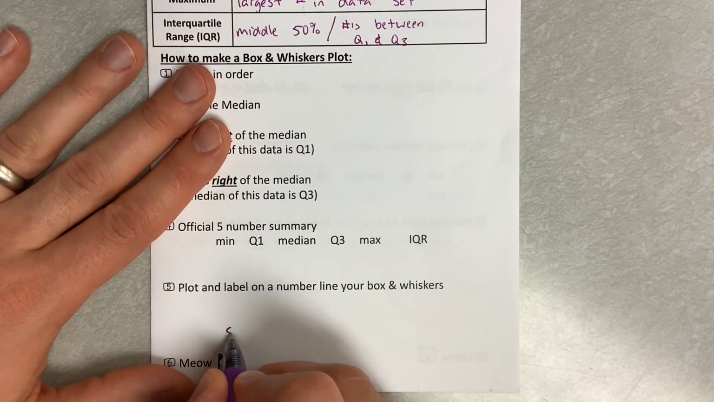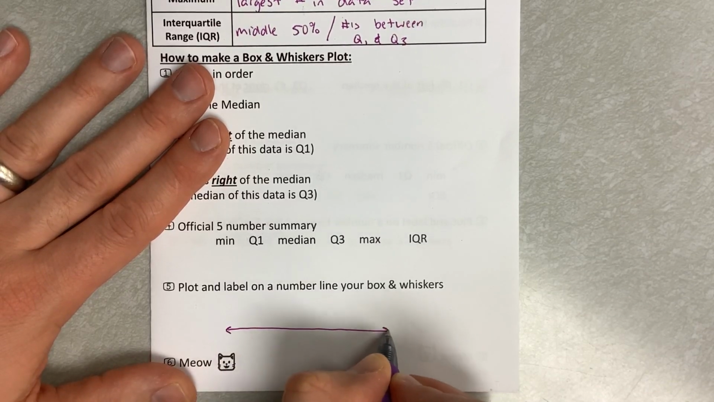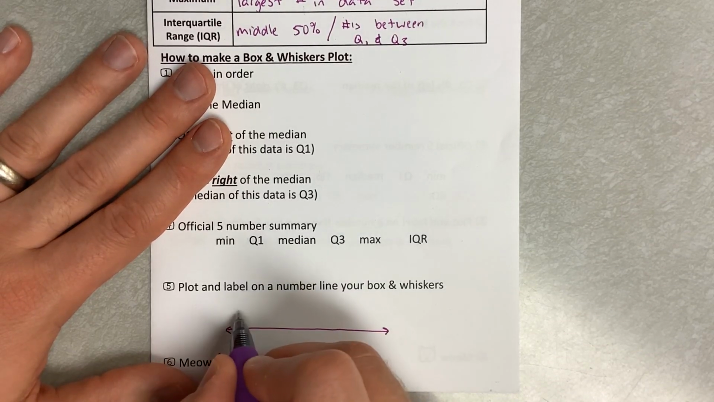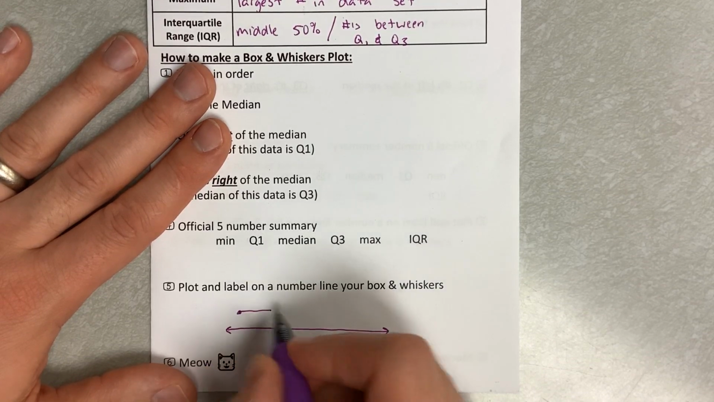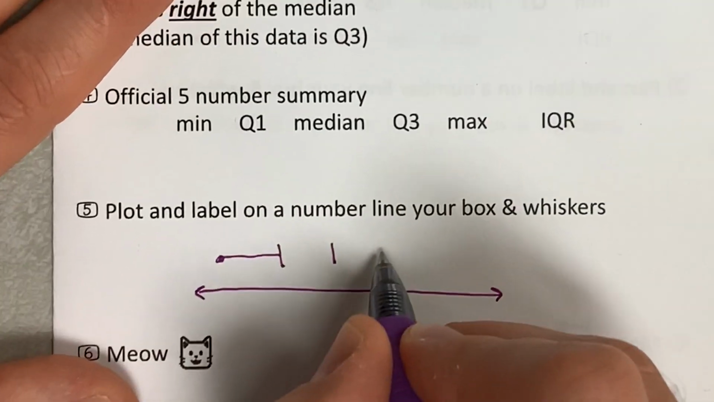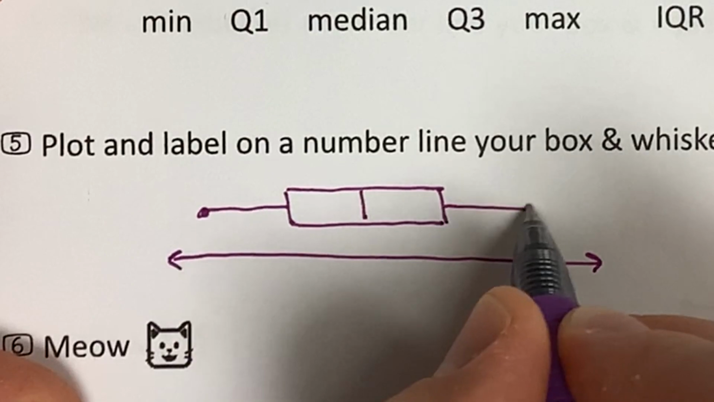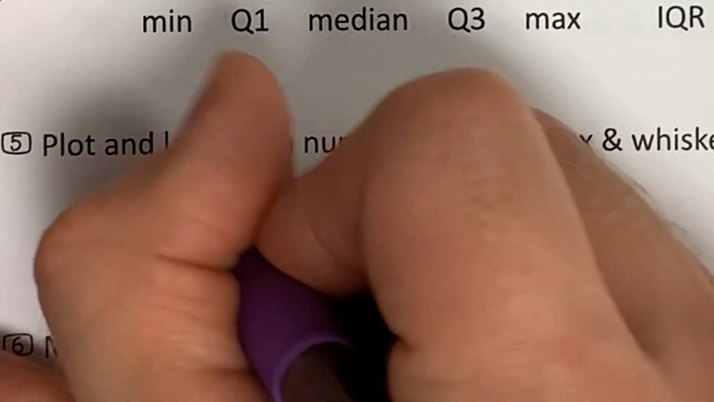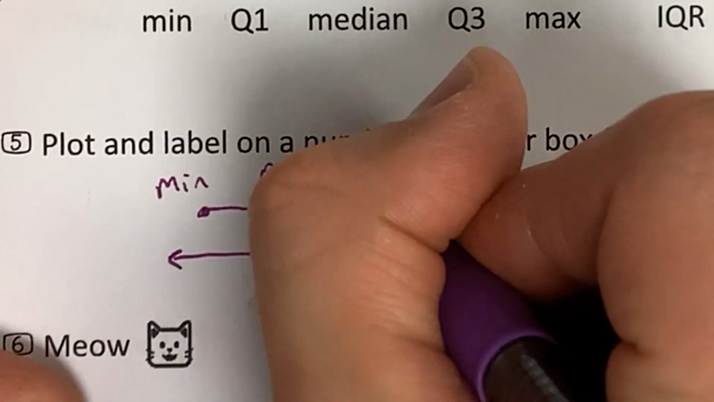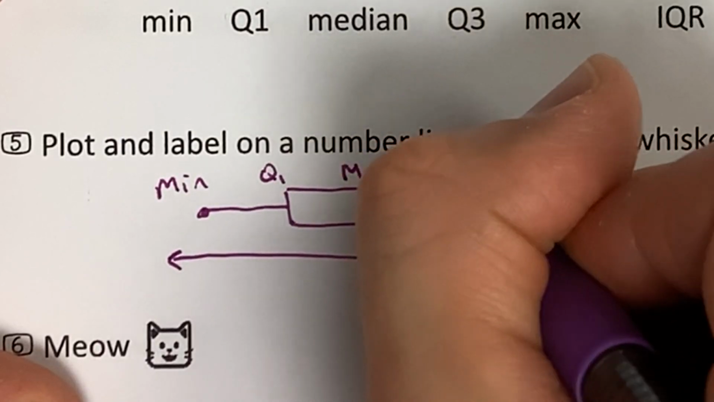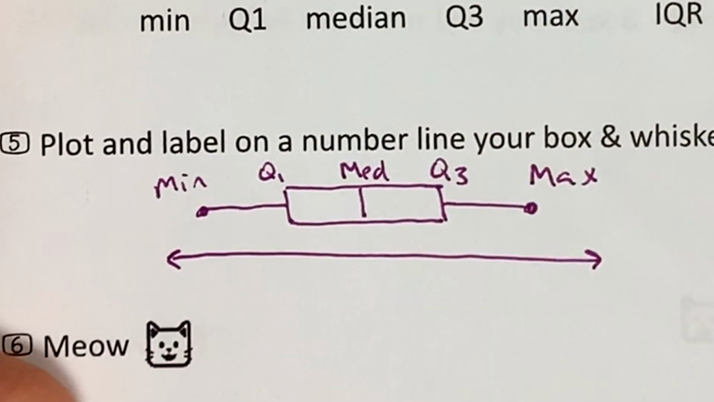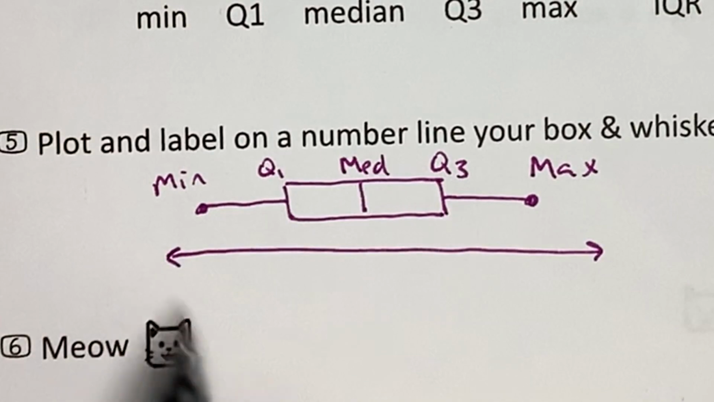And again, they're always gonna be on a number line, and it's gonna be a minimum, a Q1, a median, and a Q3, and then there's gonna be a maximum. So min, Q1, median, Q3, max. That is what a box and whisker plot looks like.